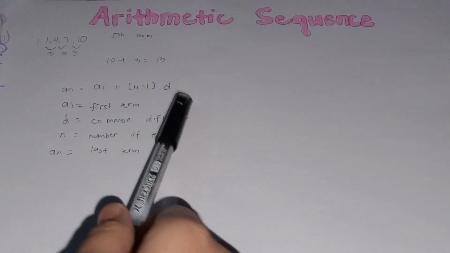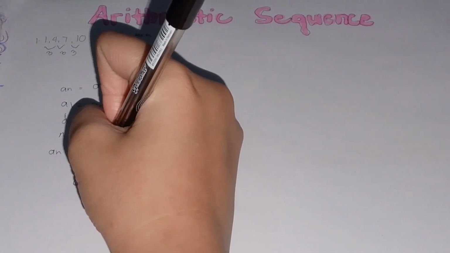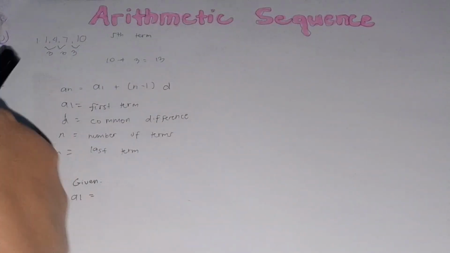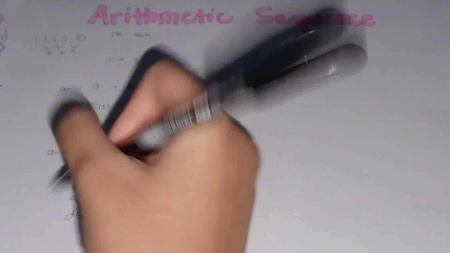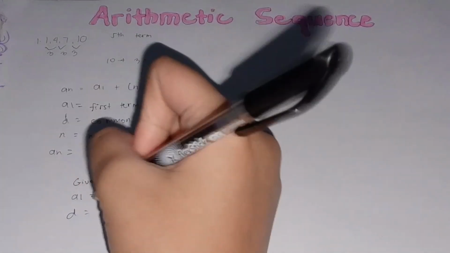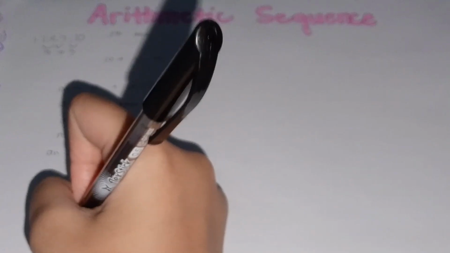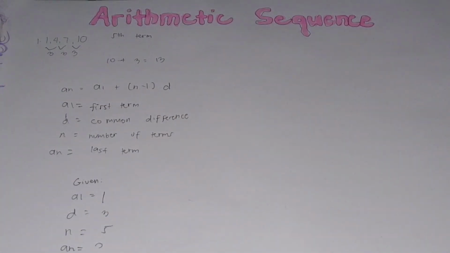Okay guys, I'm going to show you how to solve using this formula: An equals A1 plus n minus 1, and then d. Let's write first our given. A1 is equal to 1, our first term. d represents our common difference, which is 3. And n represents the number of terms, which is 5. And we're going to solve for An.